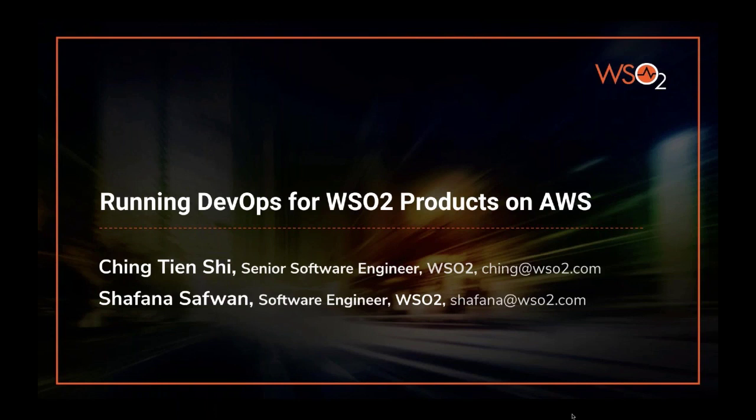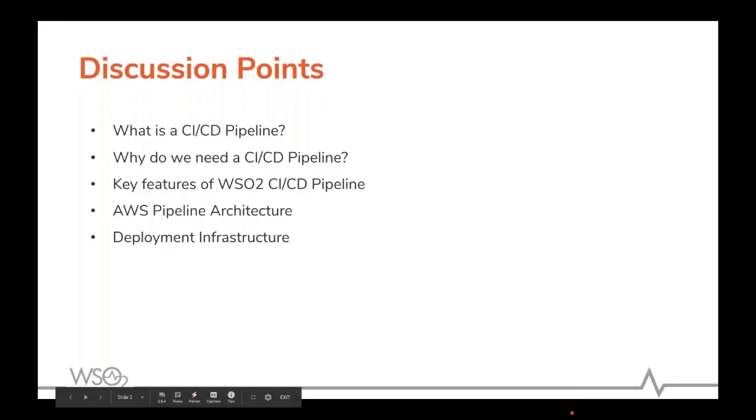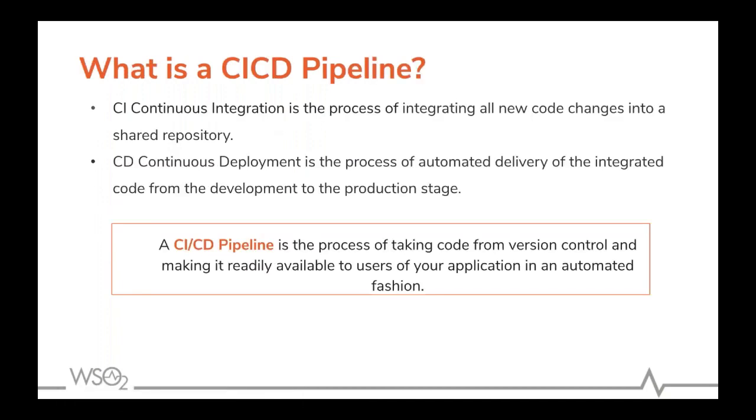Let's move on to the discussion points to see the content of today's webinar. First of all, let's see what is a CI/CD pipeline and then why we need it and the key features of a CI/CD pipeline. Also, the WSO2 AWS pipeline architecture followed by a demonstration, and also we will explain the deployment infrastructure. First, I will give you an introduction about CI/CD pipelines.